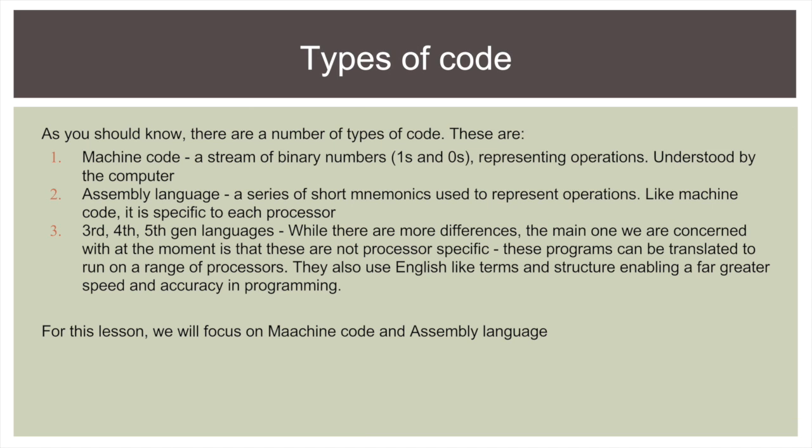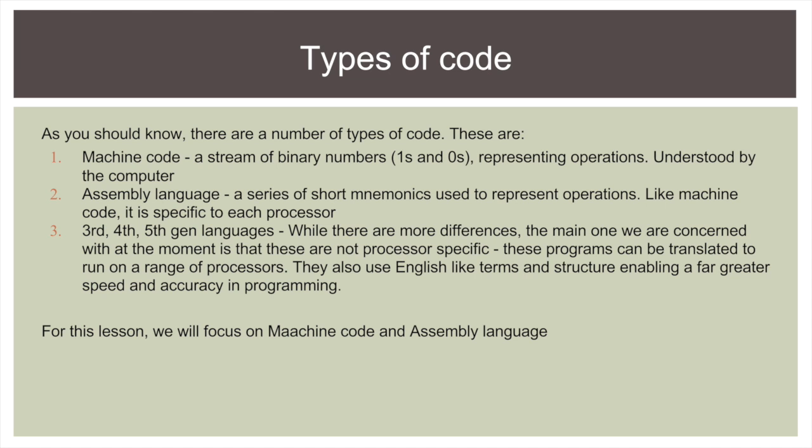As you should know, there are a number of types of code. We've got machine code, which is the ones and zeros which the computer reads. We've got assembly language, which is a series of 2 or 3 letter abbreviations that is specific to each processor. Each processor has their own version of assembly language. This will be translated to machine code when it needs to be. And we have the 3rd, 4th, and 5th gen languages, which are written in code resembling English, with English terms and English structure, enabling the programmer to code things a lot easier. And this also allows it to run on a range of processors. There are other differences, much more important differences, but these are the ones that we care about for this topic.